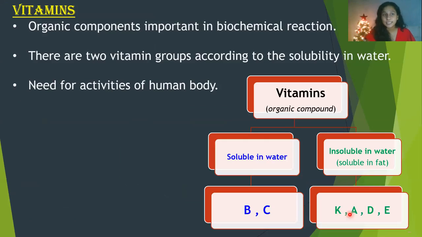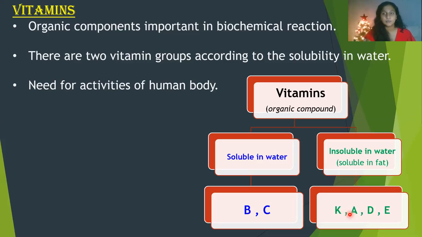And to the last point, vitamins. Vitamins are organic components important in biochemical reactions. There are two vitamin groups according to the solubility in water. These vitamins are needed for the activities of our human body. So vitamins are organic compounds which are divided into two: soluble in water and insoluble in water.